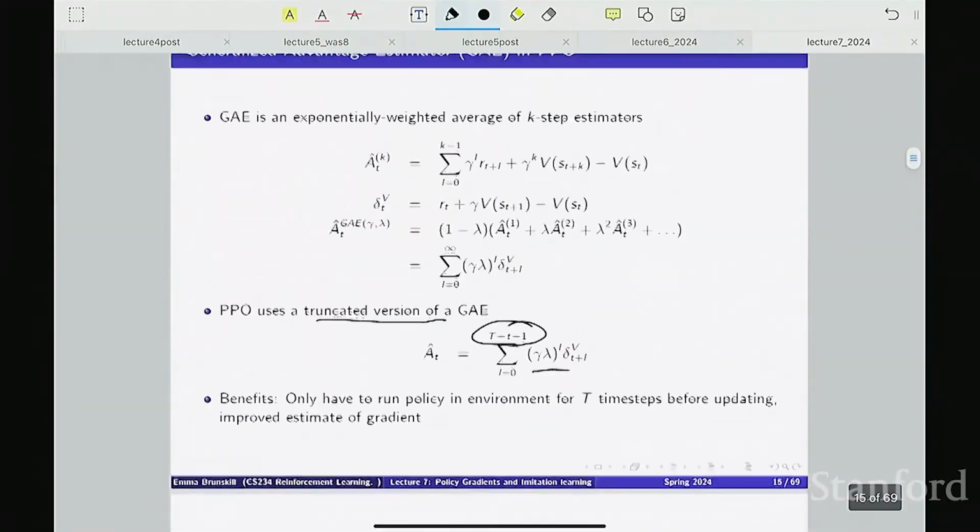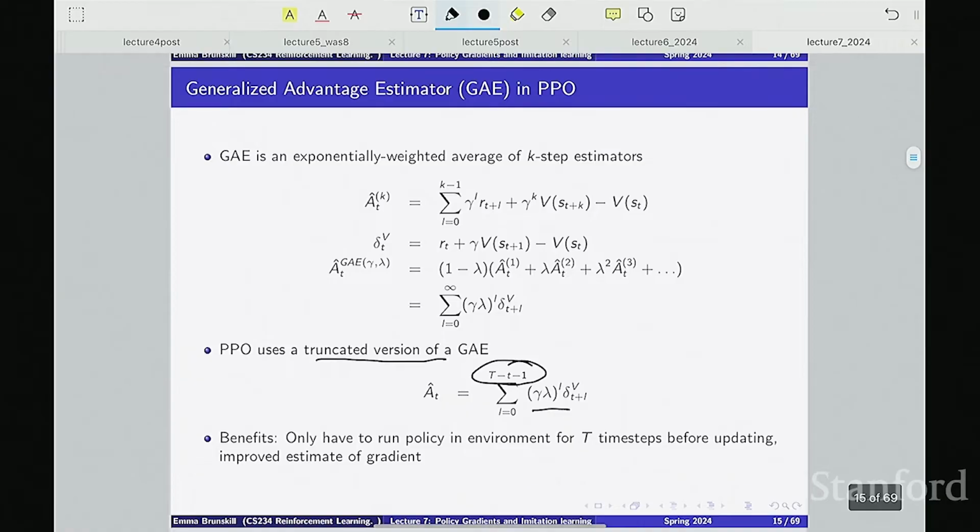Okay. Anybody have any questions about that before we move on to going back to this question of monotonic improvement?